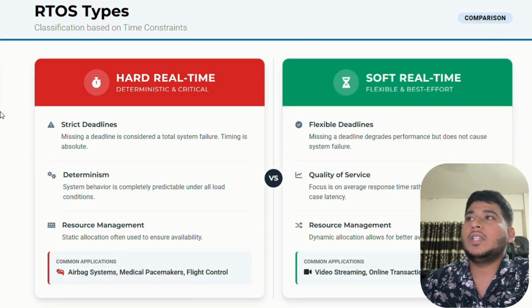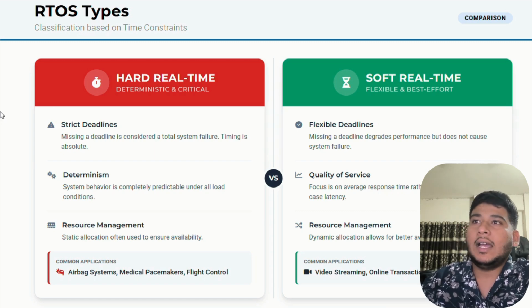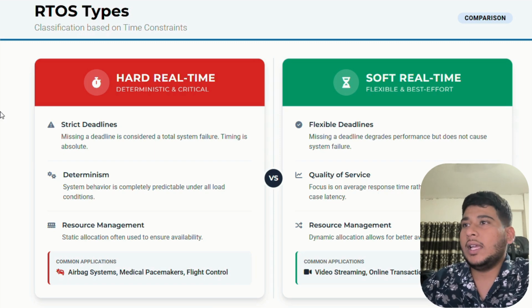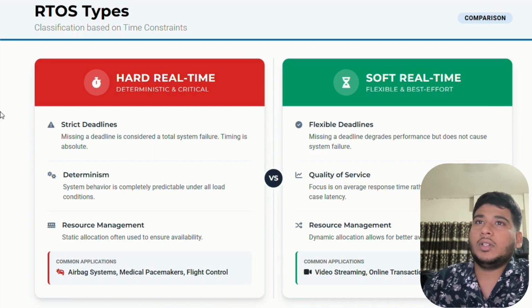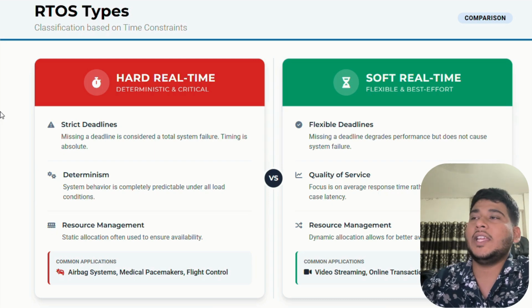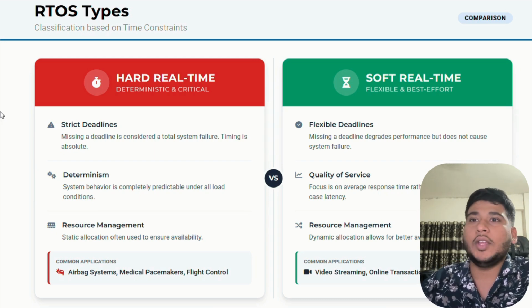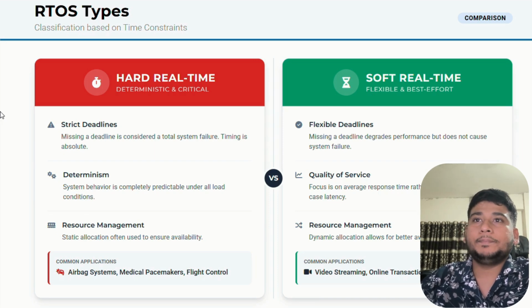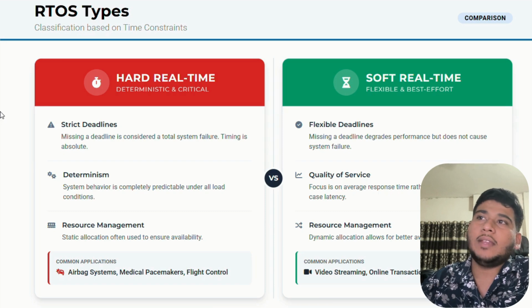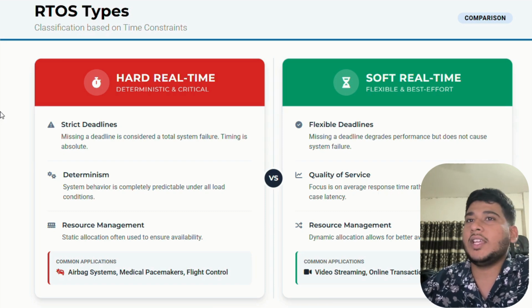RTOS types, based on time constraints: hard real time. In that slide you can see the different types of RTOS. Soft real time is flexible and best effort. Hard real time is deterministic and critical.